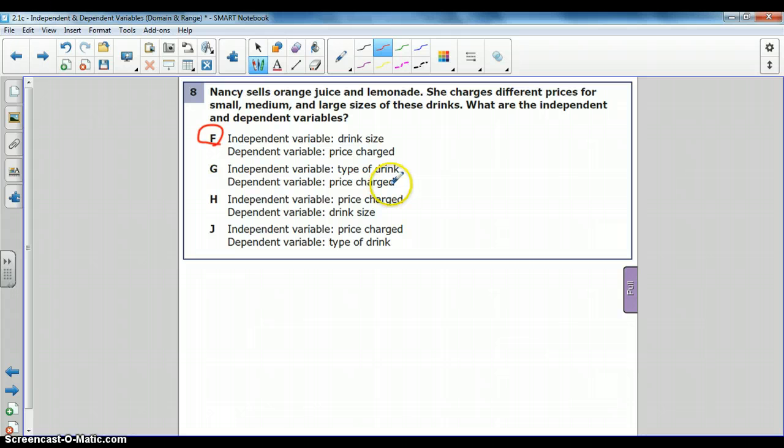Does my price charge change dependent upon the type of drink? She says she sells different prices. Her different prices are for different sizes, not different drinks. So that can't be right. Is my drink size dependent upon the price charged? No. Is my type of drink dependent upon the price charged? No. Okay, that's not a really good way for me to teach those, just besides go with your gut, what does it make sense, and try and talk them backwards.